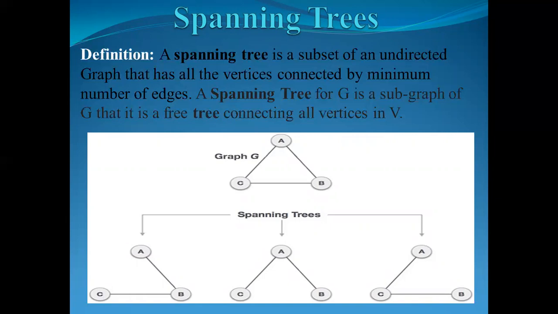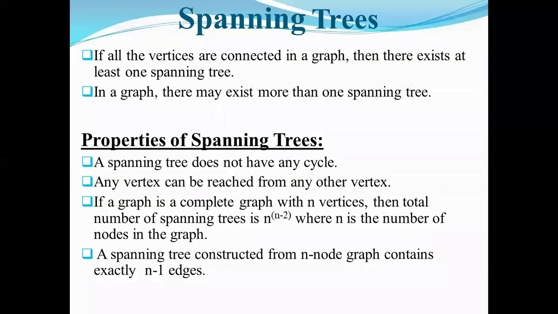Only 3 possible spanning trees are there, because if you remove the AC edge, we get 1 spanning tree. If you remove the CB edge, we get another spanning tree. If you remove the AB edge from the graph, we get another spanning tree. Then there are only 3 possible spanning trees for this particular graph. Is it clear? That is another property.